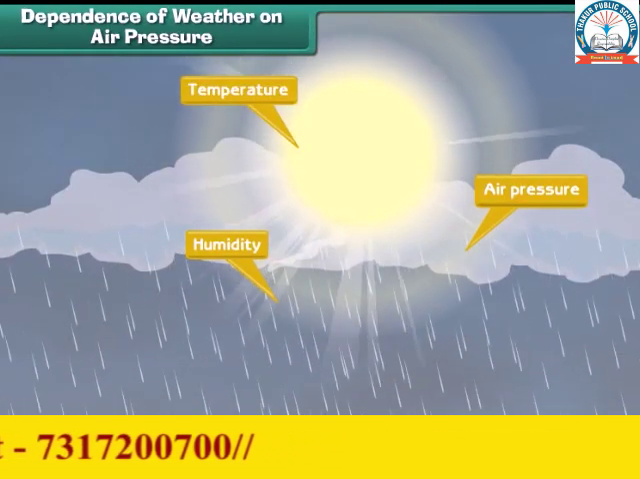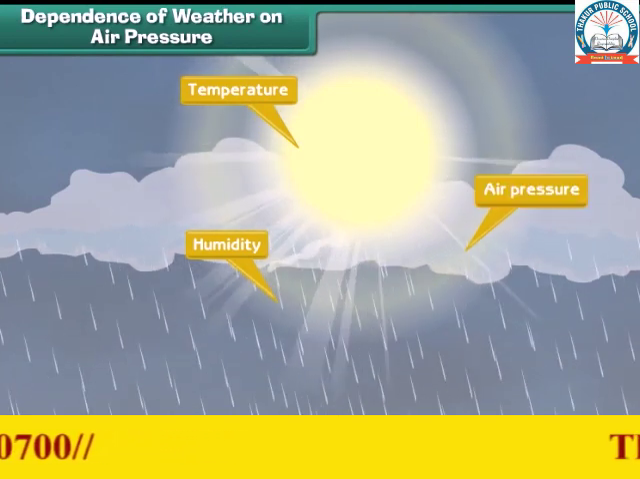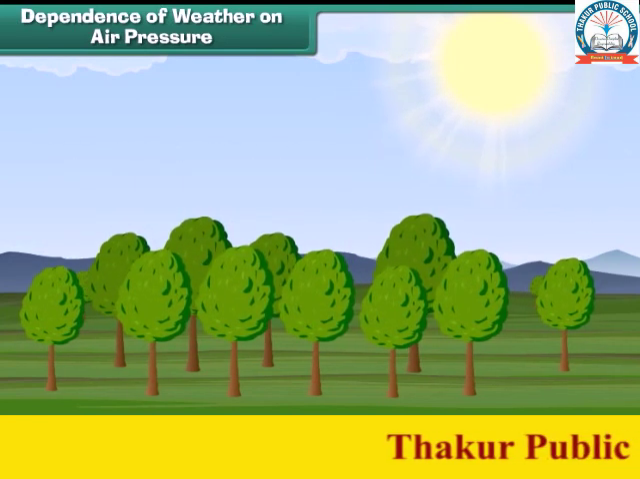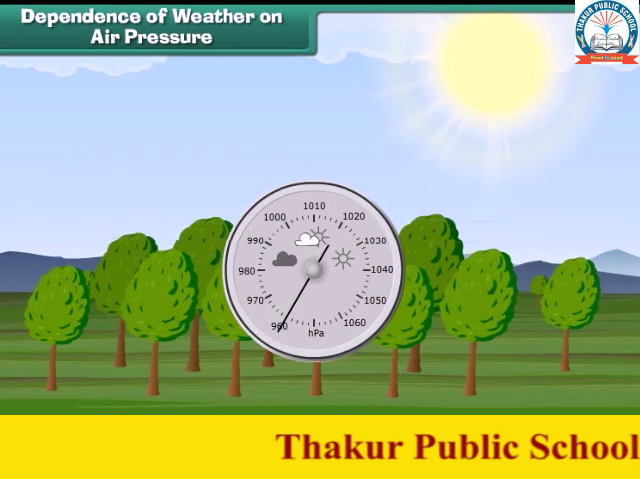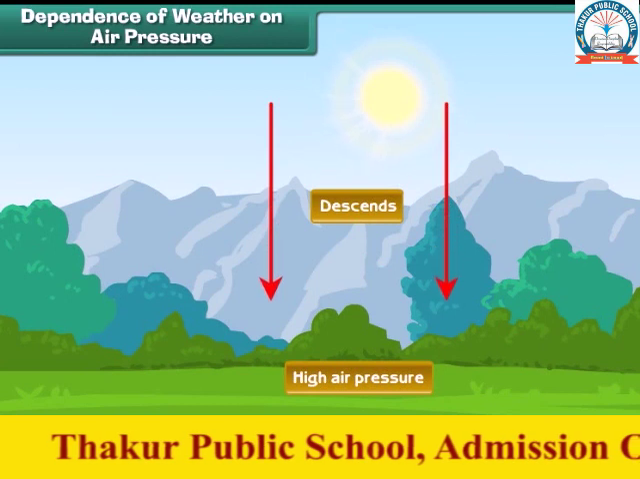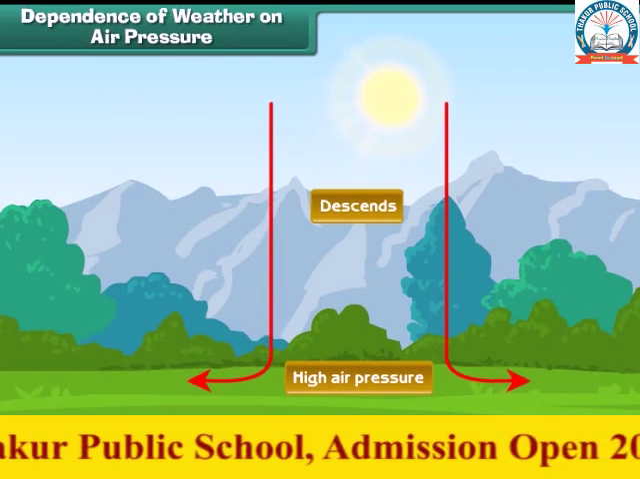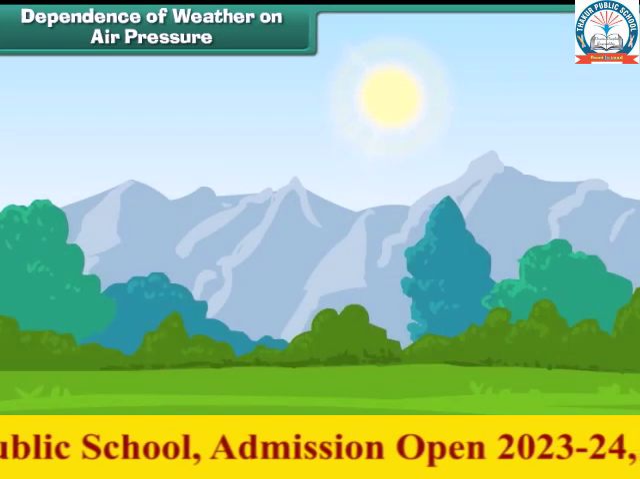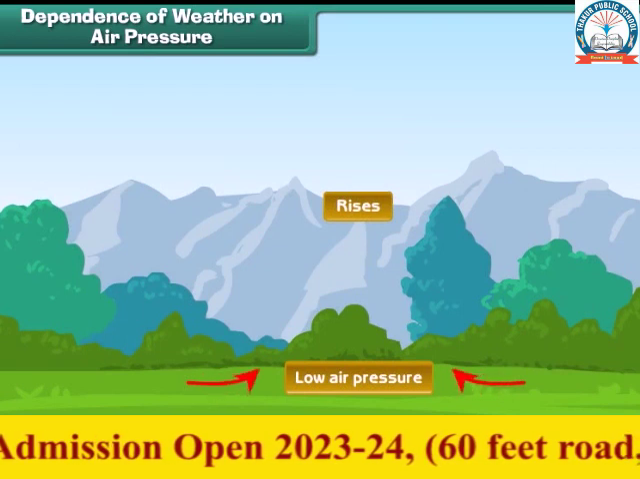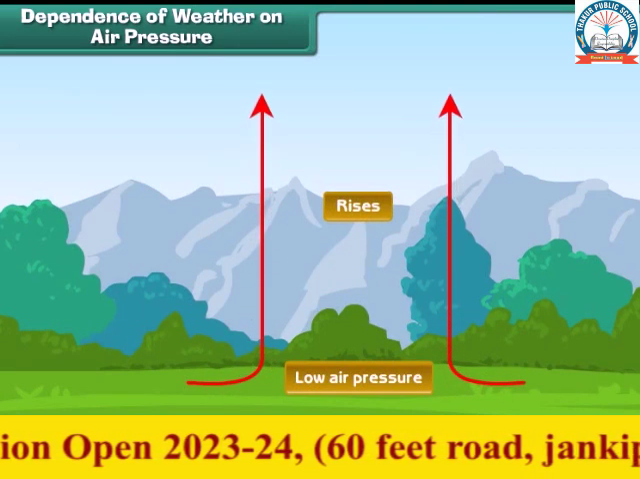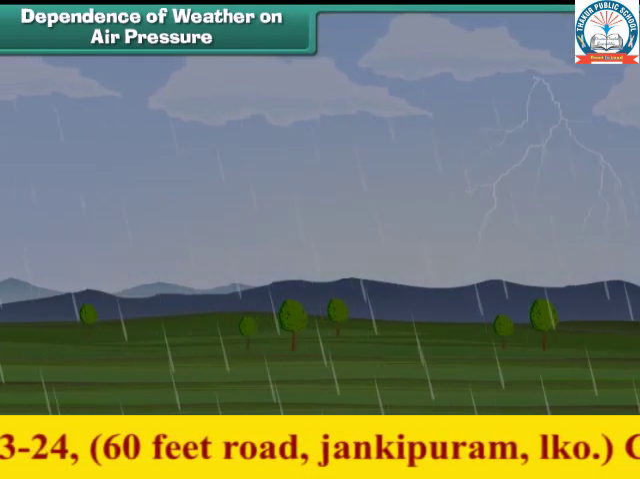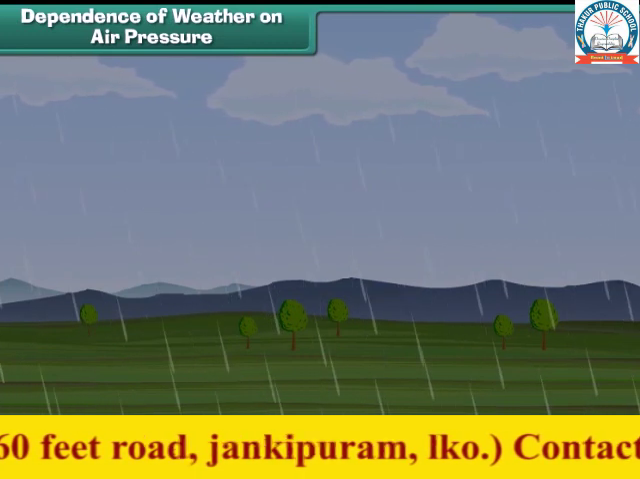What next? Yes, air pressure. You might not realize, but the air around you actually has weight. We measure air pressure with a device called the barometer. In areas of high pressure, the air slowly descends to the Earth's surface. High-pressure areas are associated with clear sunny days. In areas of low pressure, air rises up into the atmosphere. Low-pressure areas have high humidity, clouds, rain, and other kinds of precipitation.